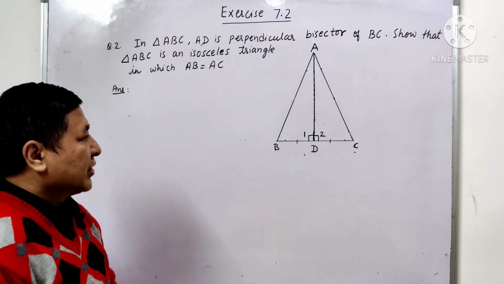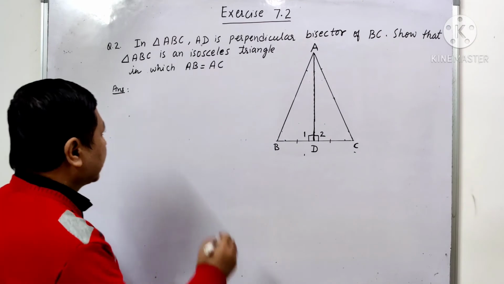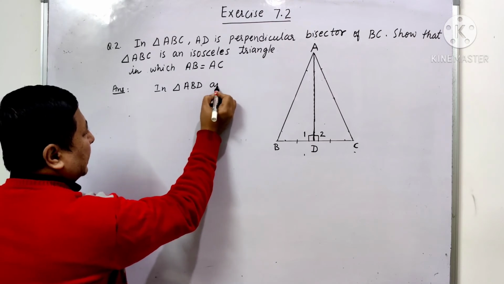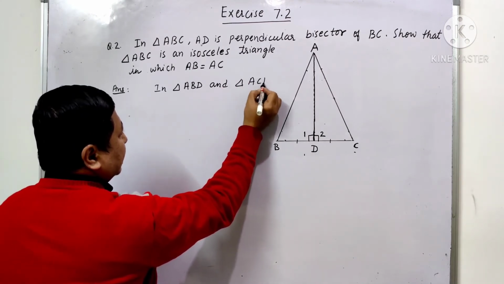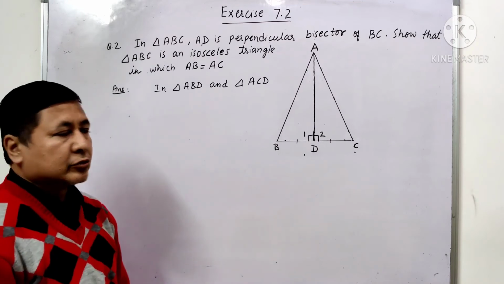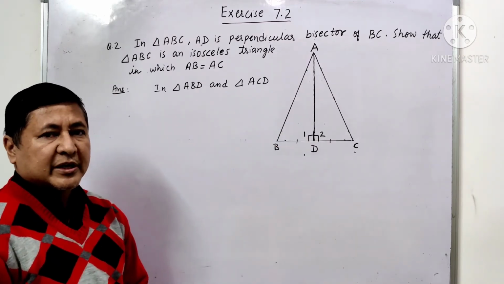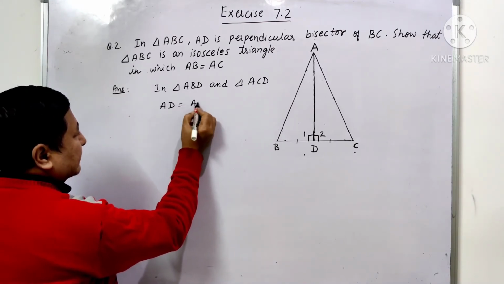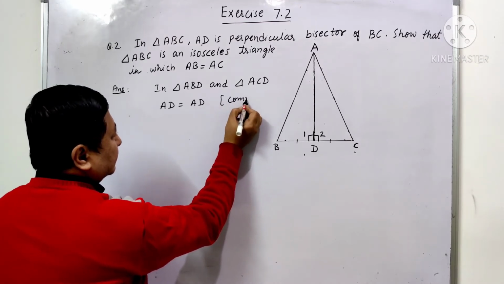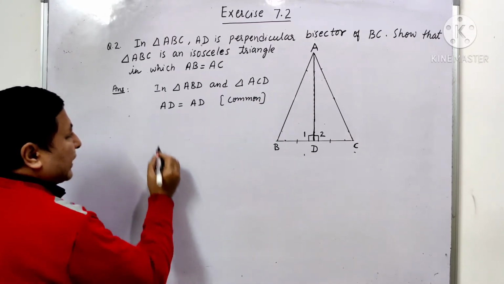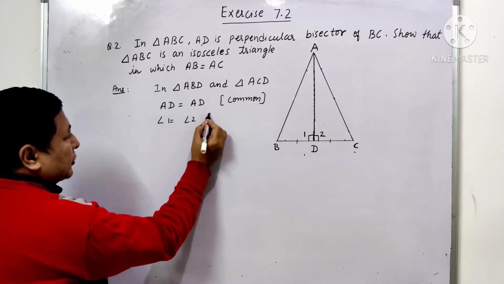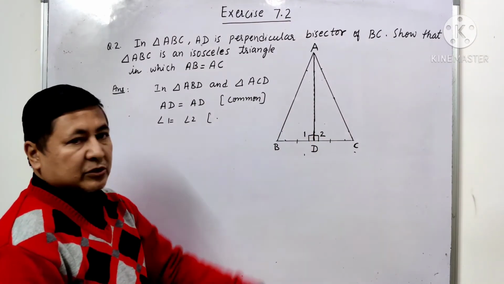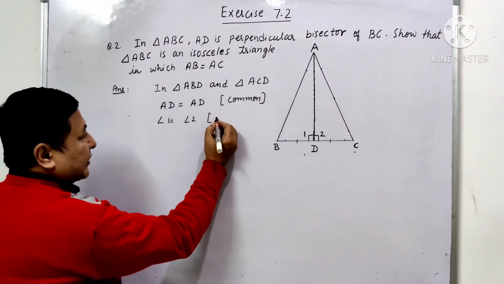So for that, we'll prove these two triangles congruent. Now let us see how we'll do that. In triangle ABD and triangle ACD, if you see carefully, this AD is common to both the triangles. So we can write AD is equal to AD, common. Now angle 1 is equal to angle 2, each 90 degrees. This is the perpendicular bisector, so that's why angle 1 and angle 2 will be equal to 90 degrees each.